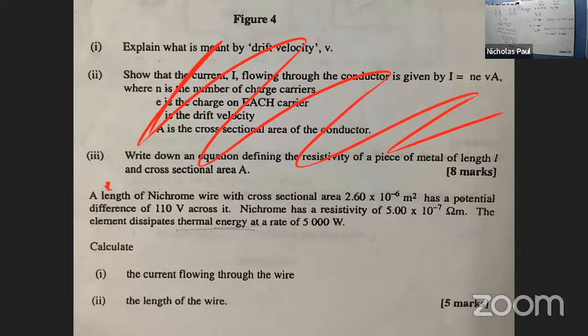Oh, some people missed one. Right, so they gave you resistivity, area, and power. So we need to get the current and the length of the wire.